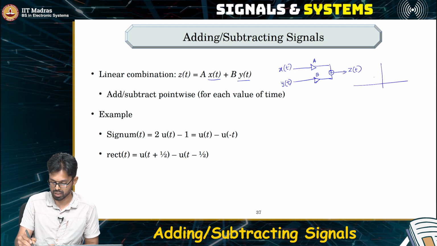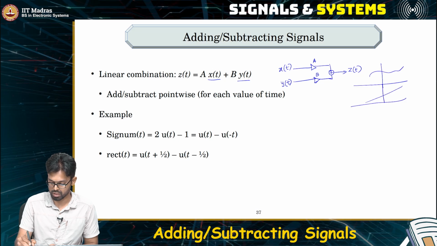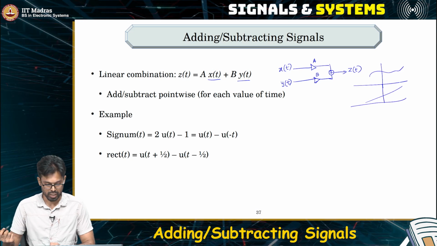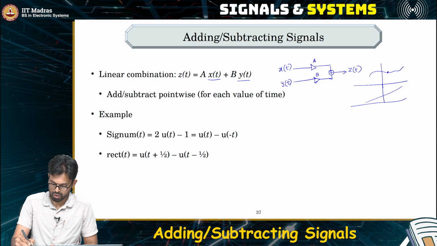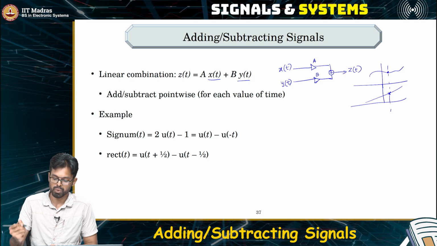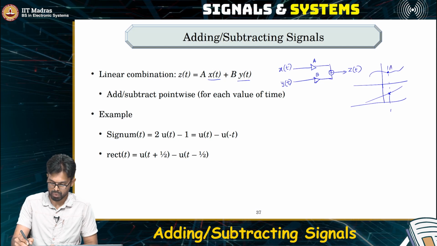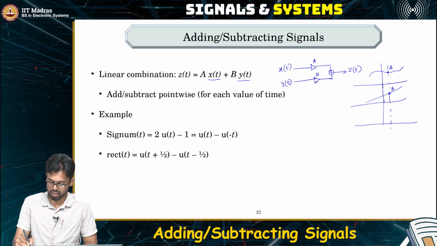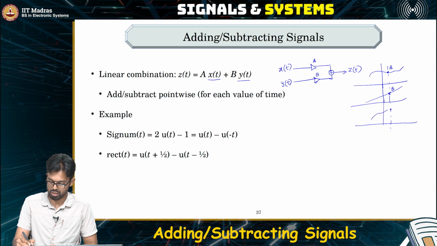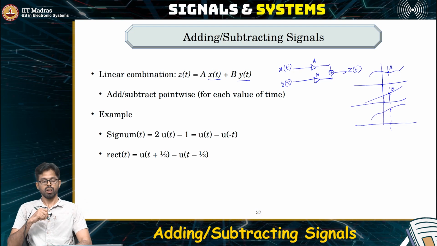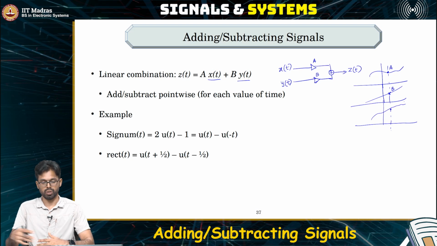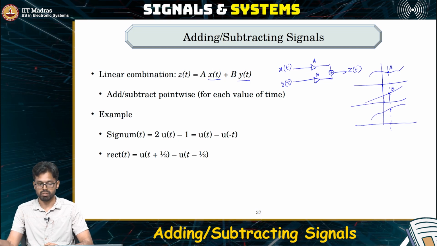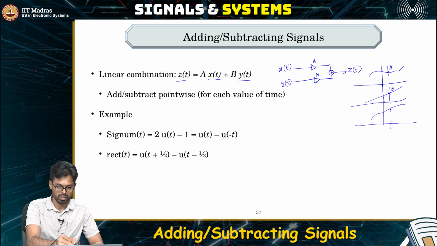Given some signal, let's say this is some x of t, and another signal y of t, how are we going to add or subtract these? We are just going to do this pointwise. What does pointwise mean? You take a particular point, see the corresponding value here, multiply this value by a, multiply this value by b, and then plug in the same value here. So this signal probably becomes something like this. You just add or subtract pointwise. You really don't care about the rest of the signal. At a given time t, what is the value of x of t, what is the value of y of t, add them or subtract them, and then plug in the value at z of t.